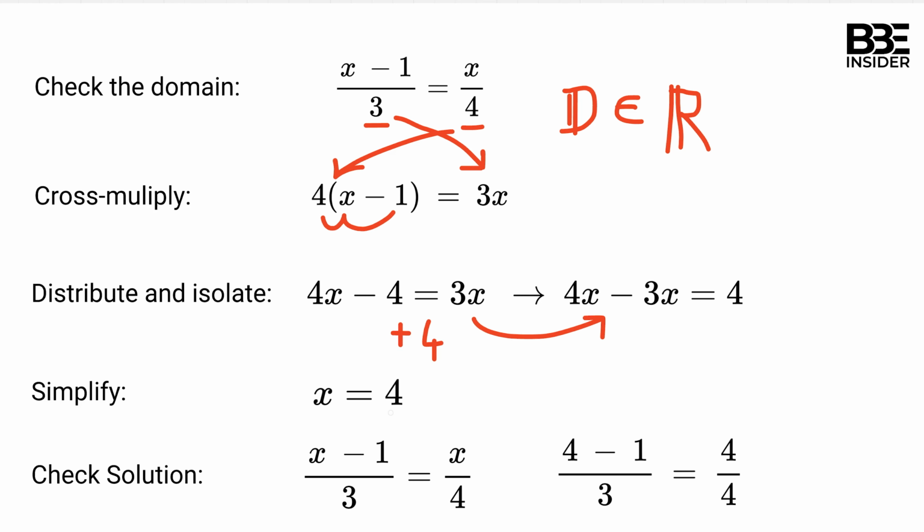Finally, let's back-check our solution. We substitute x equals 4 into the original equation. This way, we obtain (4 minus 1) divided by 3 equals 4 divided by 4. Both sides simplify to 1, and therefore this expression is true. We got the correct solution.